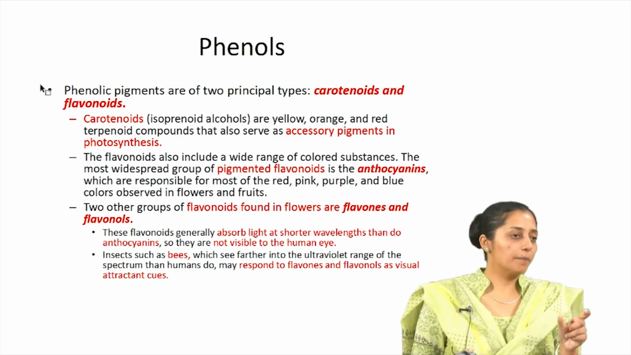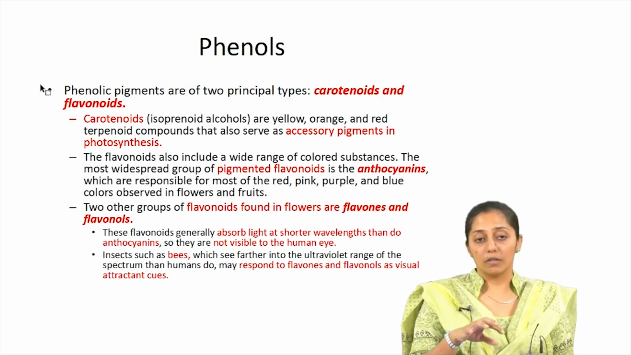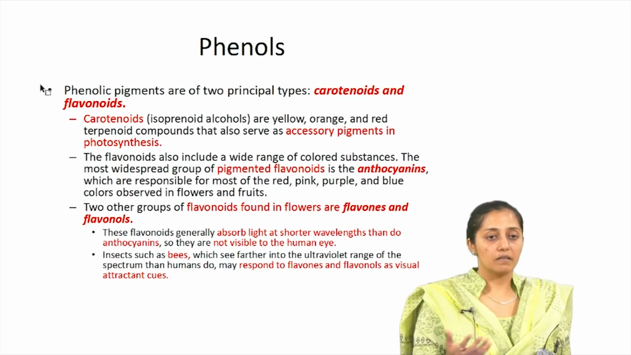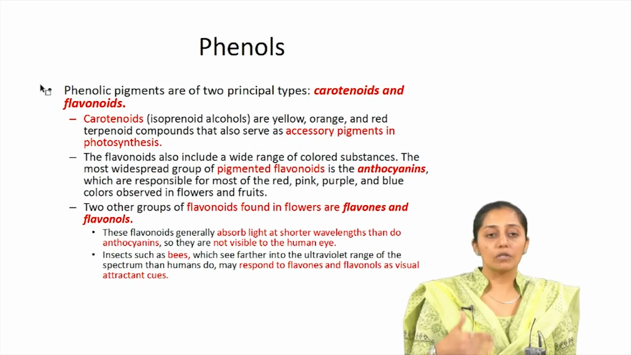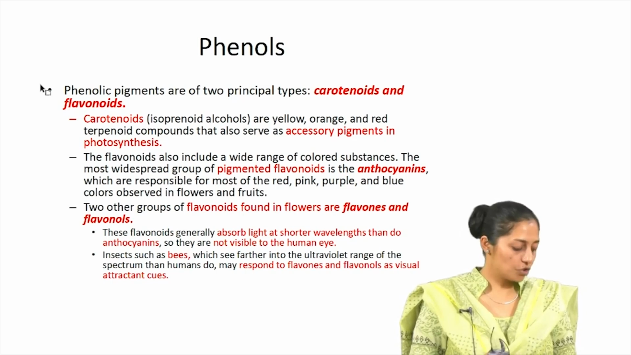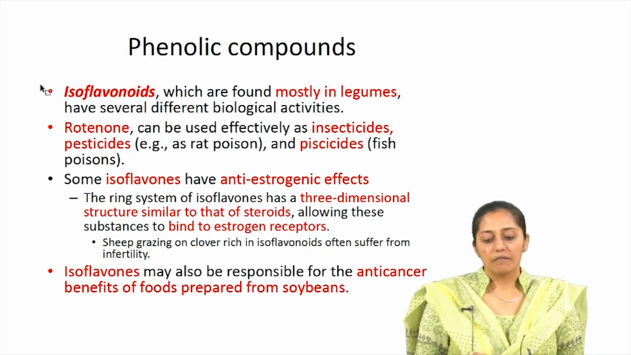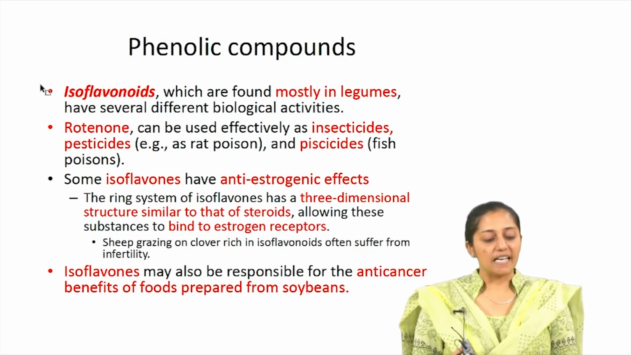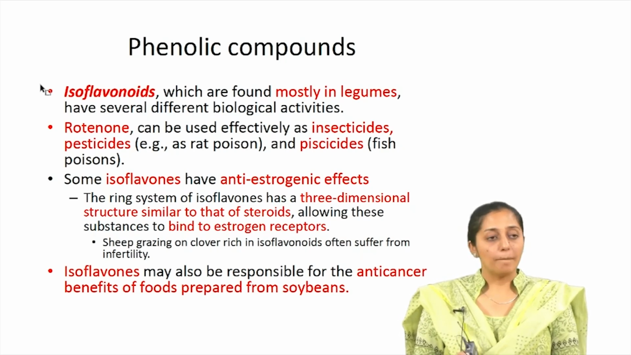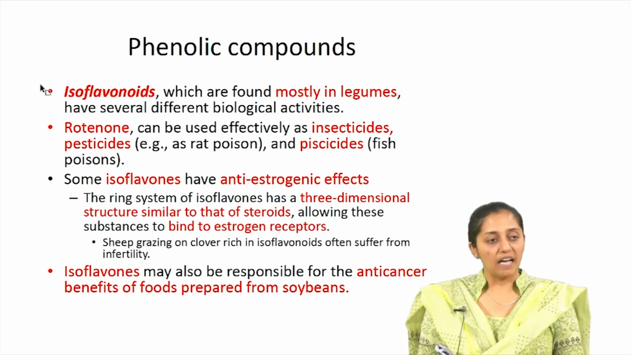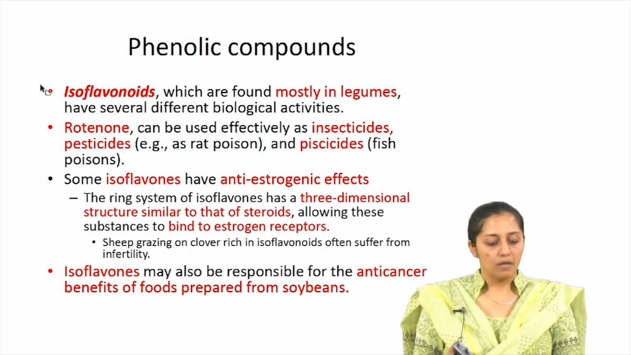Now these are those secondary metabolites which are used not only for helping in pollination, they also have other defense-related activities, and they can help in light absorption because they can absorb light energy in the shorter wavelength. So isoflavonoids, which are found mostly in legumes, have several different biological activities. Rotenone can be used effectively as an insecticide or pesticide, for killing fishes. Isoflavones may also be responsible for the anti-cancer benefit of food prepared from soybeans.